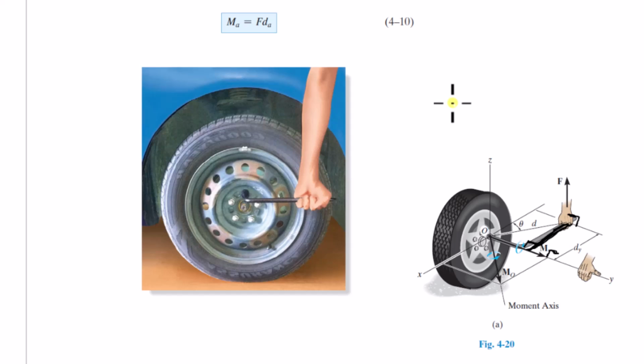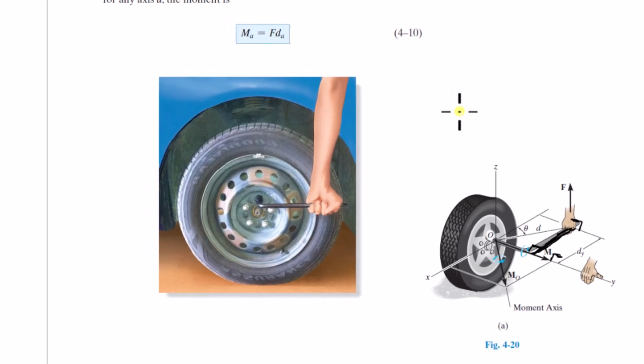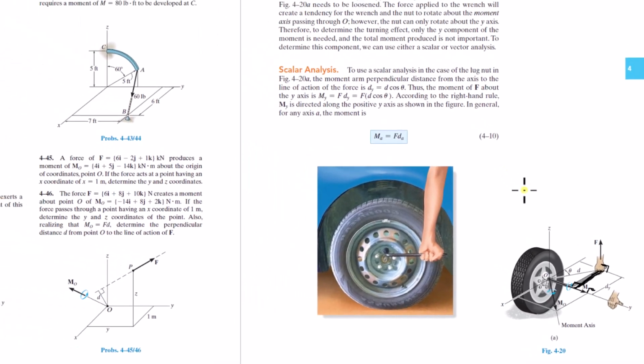Now, when you're doing this, note that if the force line of action is parallel to the axis you're interested in, then the moment is 0 about that axis. If the line of action of the force and the axis you're interested in intersect each other, then the moment is 0.